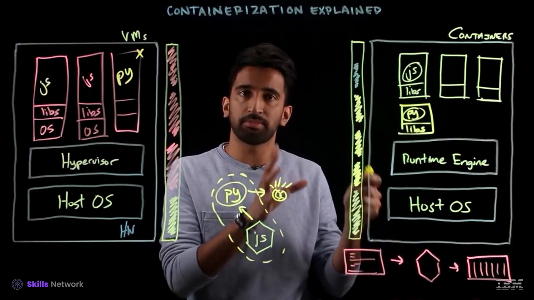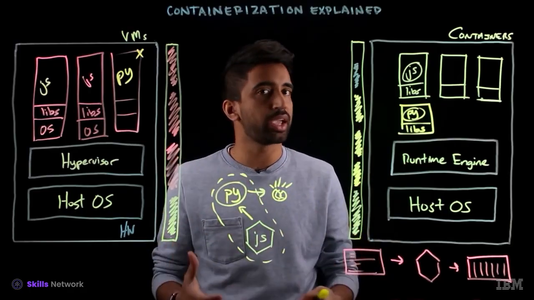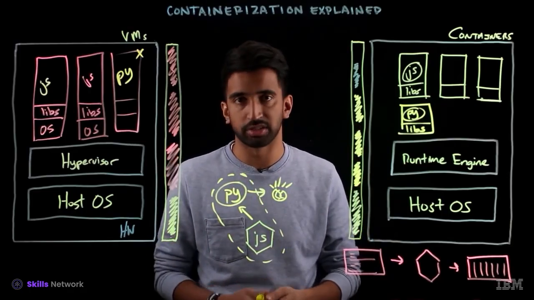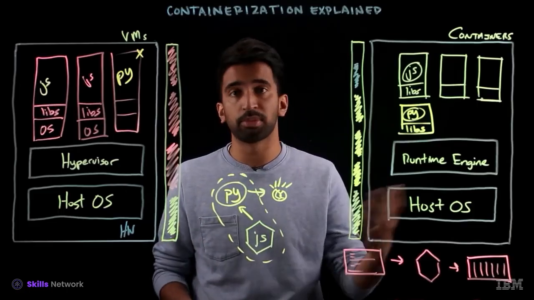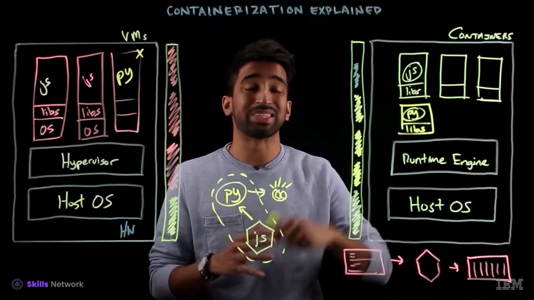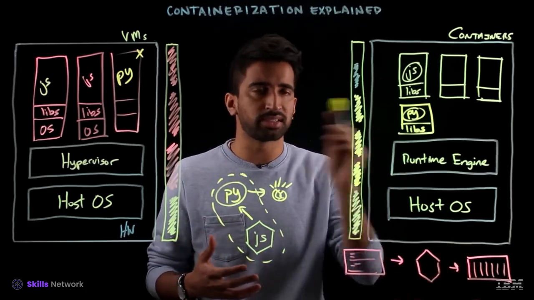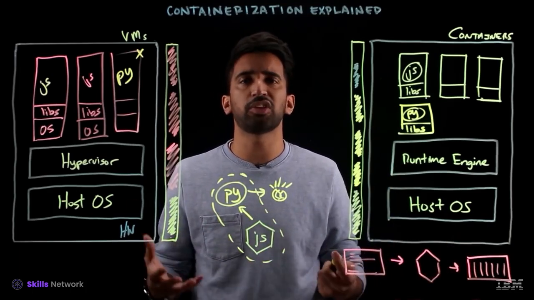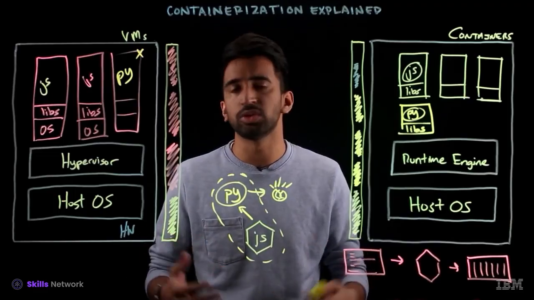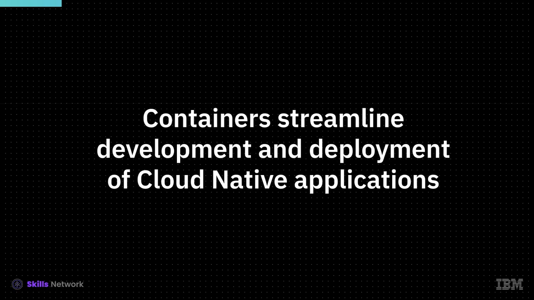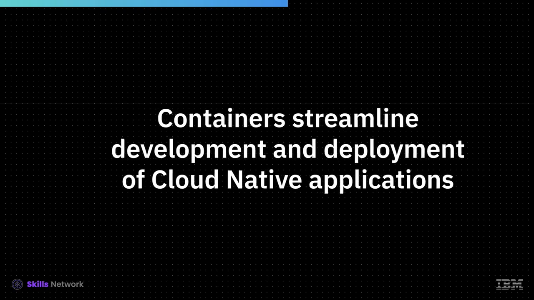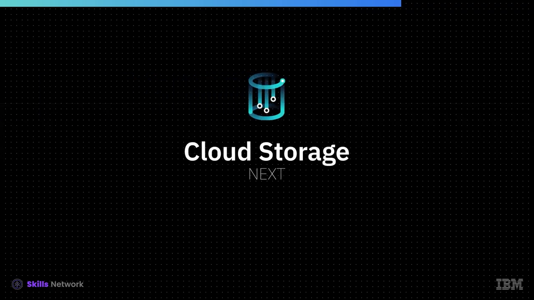So with container-based technology, we can truly take advantage of cloud-native architectures. So we talked about things like portability of the containers. We talked about how it's easier to scale them out. And then overall, with this kind of 3-step process and the way we push containers, it allows for more agile DevOps and continuous integration and delivery. Containers streamline development and deployment of cloud-native applications. In the next lesson, we will cover cloud storage.